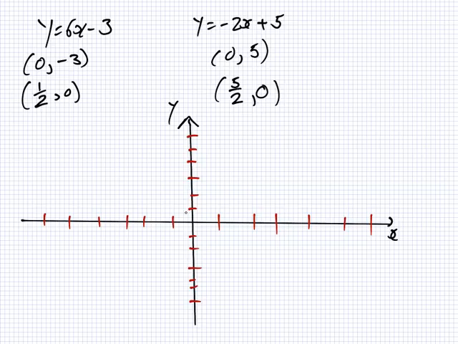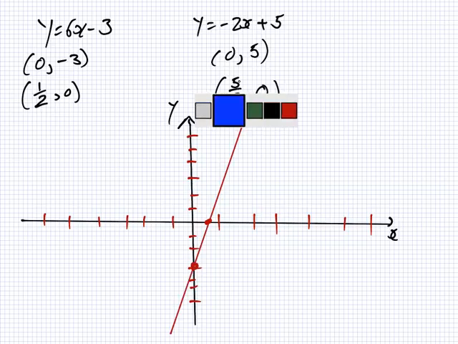(0, minus 3) is here. (A half, 0) is there. So my line will be like that. In blue, (0, 5). And then 2.5. Oh no, that's a bit off. That should be more like there. So 2.5 would be about here, 0.